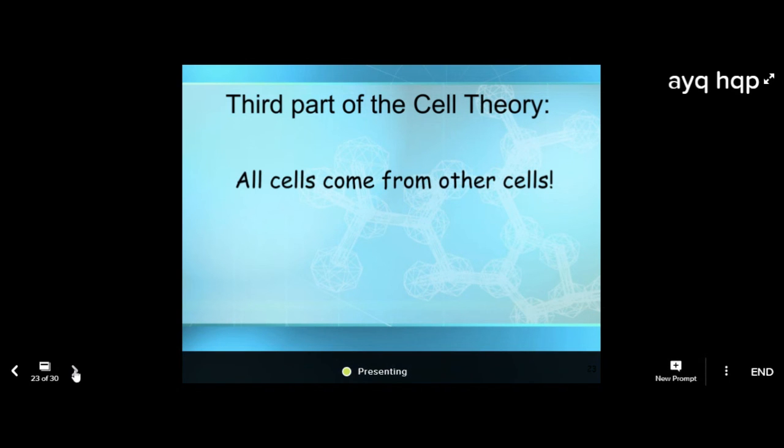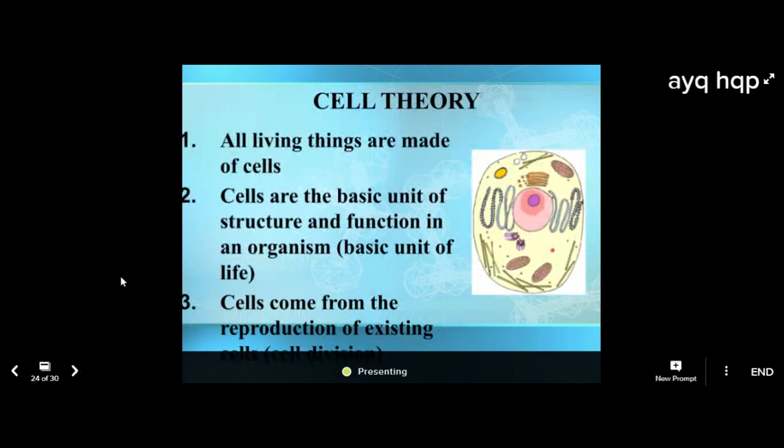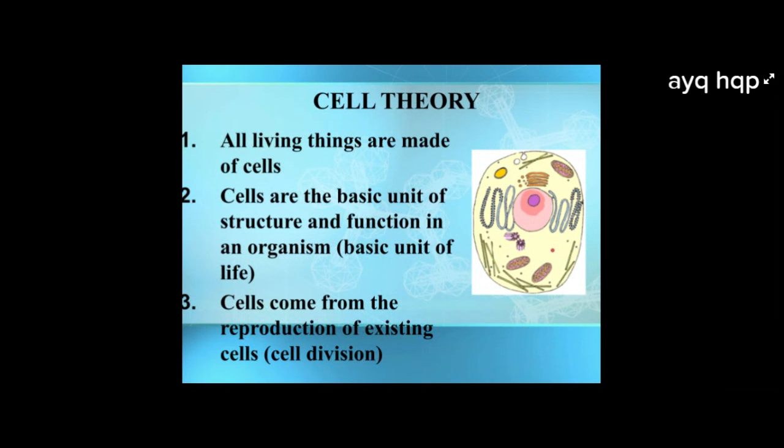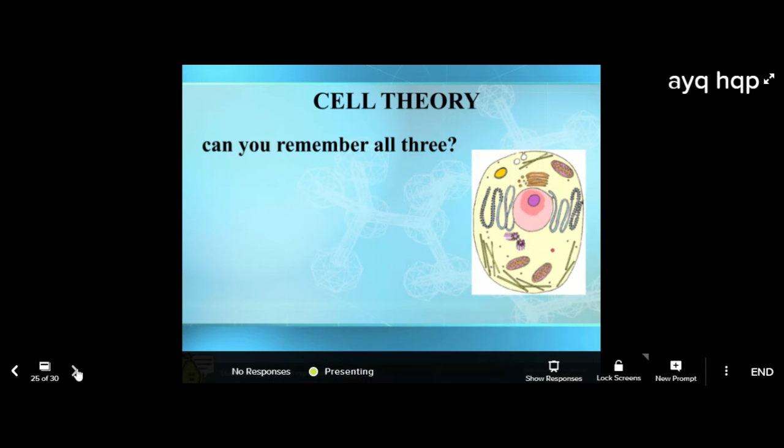There we go. So we have 3 points to the cell theory. First one, all living things are made of cells. 2, cells are the basic unit of structure and function in an organism. And 3, cells come from the reproduction of existing cells, cell division.